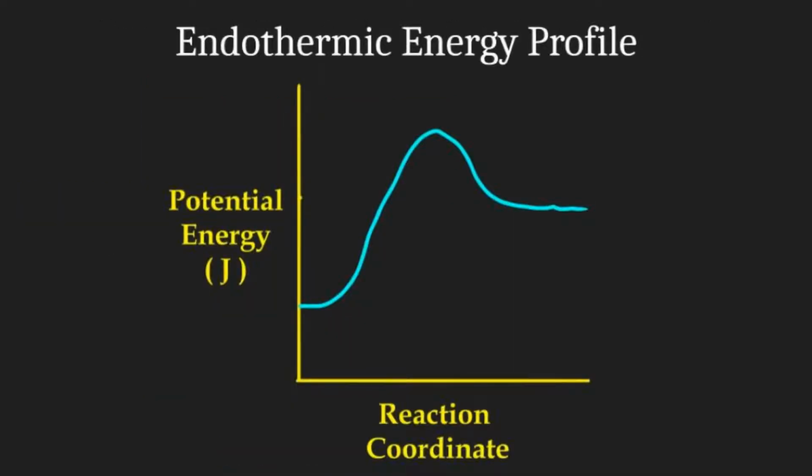Now we're going to shift on to endothermic energy profiles. Here you'll see how it looks very similar to the exothermic with one main difference. You'll realize that here we start at a lower energy state, and at the end we have more potential energy, because an endothermic reaction absorbs energy from its surroundings.